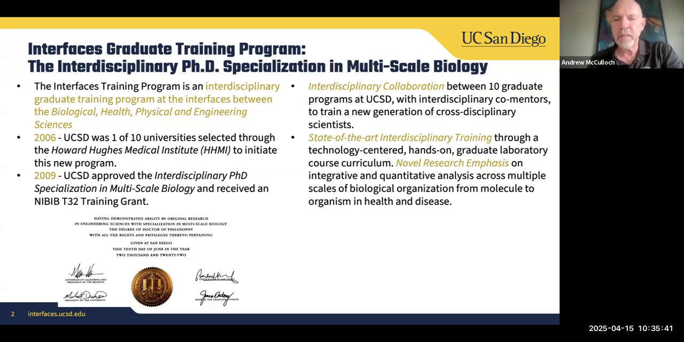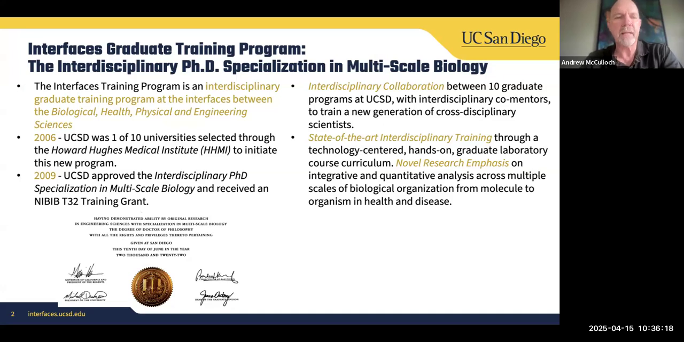The things that make the Interfaces program unique are that the curriculum is technology-centered and hands-on. So our courses are all, to a greater or lesser degree, hands-on lab courses. Most of them are quite small and reserved for PhD students, with priority for students who are in the specialization. And the emphasis is on integrative and quantitative analysis across multiple scales of biological organization, from molecule to organism to population in health and disease.